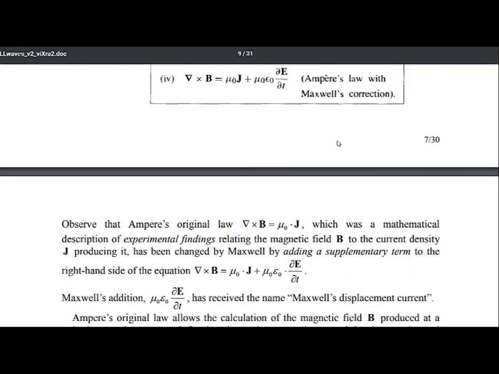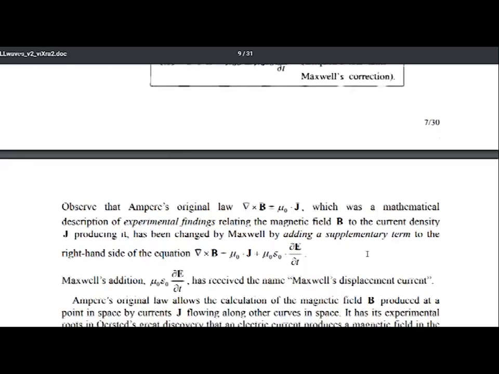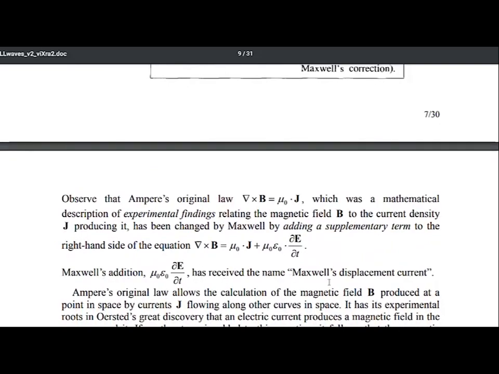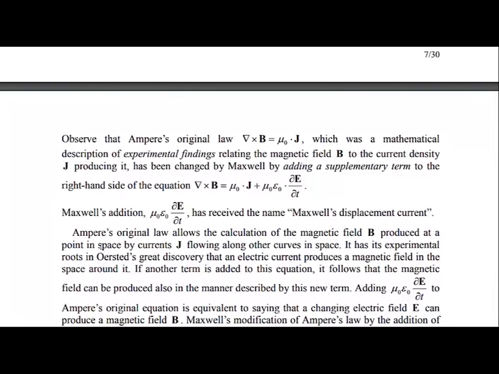Okay, so reading from Ionel's paper, he says, observe that Ampere's original law, which is this part here, which was a mathematical description of experimental findings relating the magnetic field to the current density, J, this J means current density, producing it, has been changed by Maxwell by adding a supplementary term to the right-hand side of the equation, which is this term here. Maxwell's addition of this term has received the name Maxwell's displacement current.